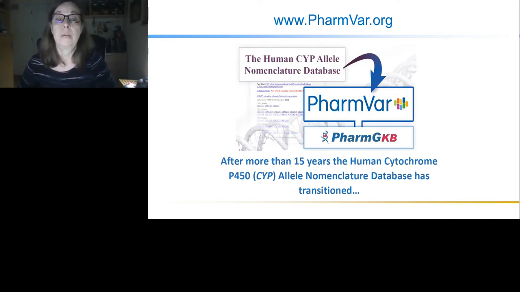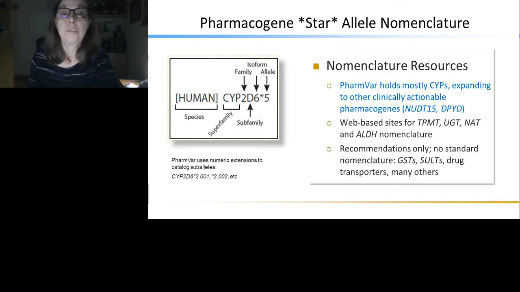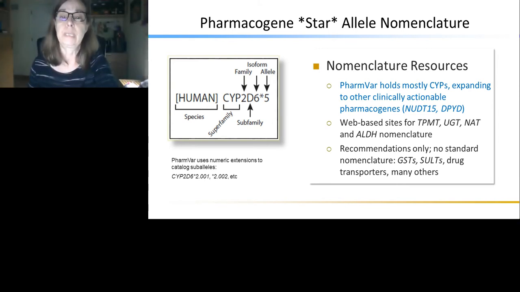And this is where the human CYP allele nomenclature database was transitioned into the PharmVar database, or the Pharmacogene Variation Consortium. And as you can see here on this slide, we work closely together with the PharmGKB, another well-known database for pharmacogenetic variation. Before I go further ahead, I also really want to give you a quick run through of what the pharmacogene STAR nomenclature really is.